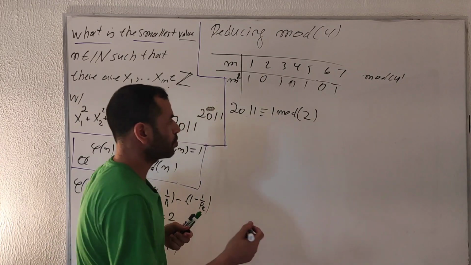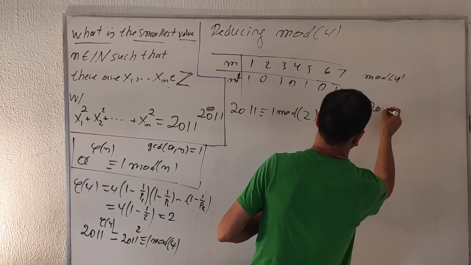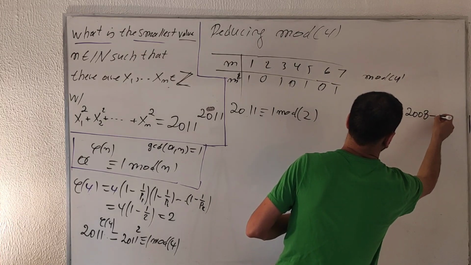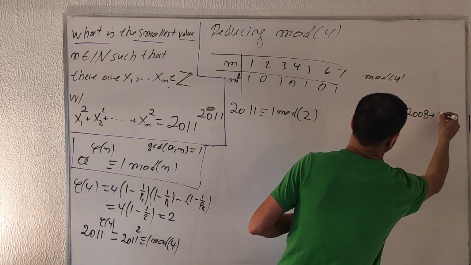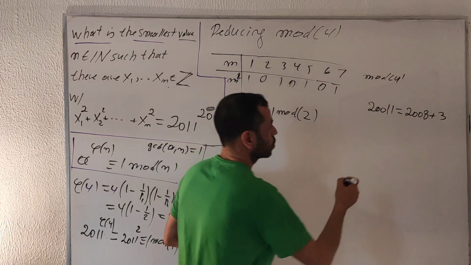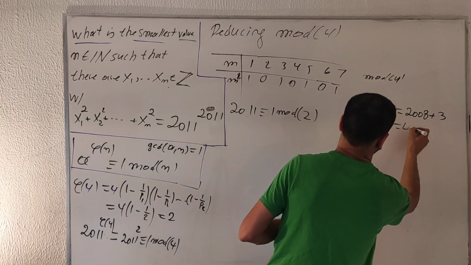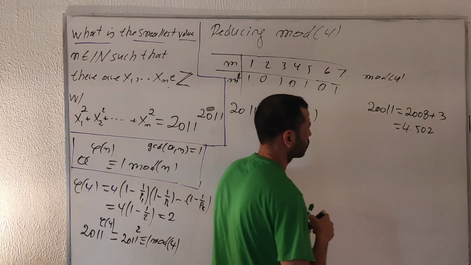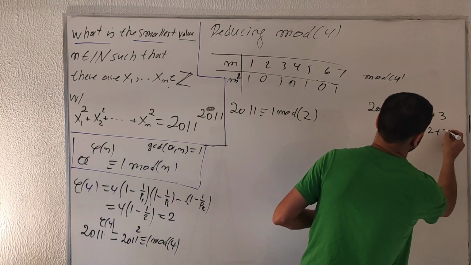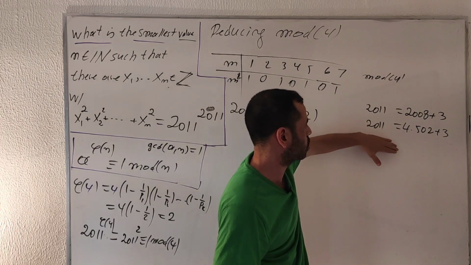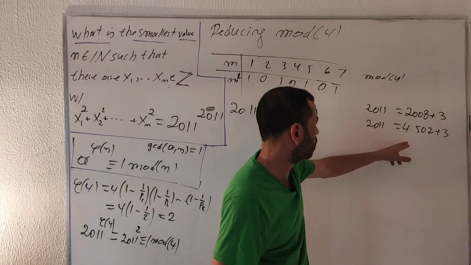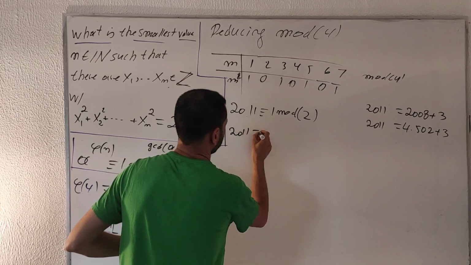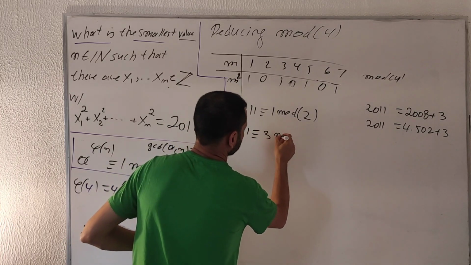But remember here, we know 2011 equals 2008 plus the number 3. 2008 is the same as 4 multiplied by 502, plus the number 3. If we reduce this to mod 4, I will get 3 as a remainder. So I get 2011 is congruent to 3 mod 4.